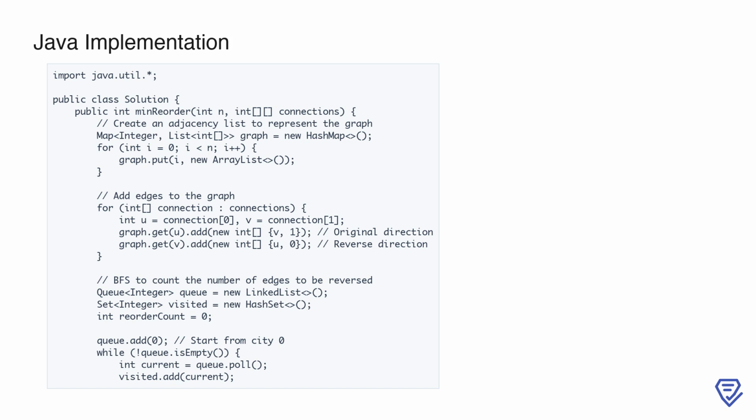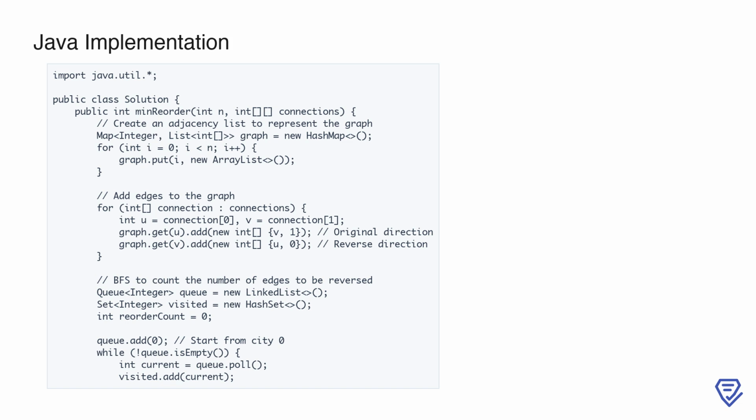For each connection, u(v), we add an edge from u to v with a flag of 1, and from v to u with a flag of 0. This ensures we can traverse both directions when processing the graph. We then initialize a breadth-first search, BFS, starting from City 0. A queue is used to explore connected cities, and a visited set keeps track of cities already processed.